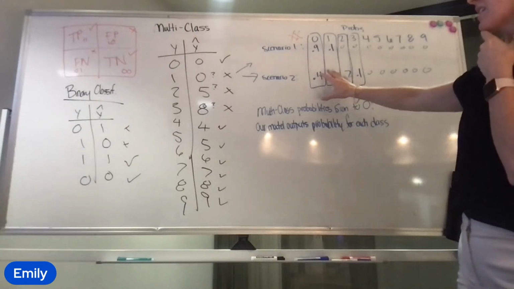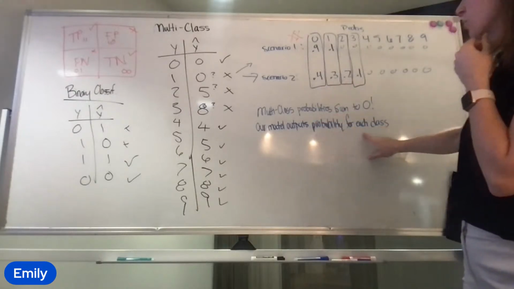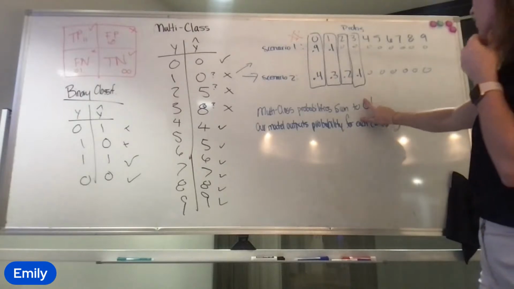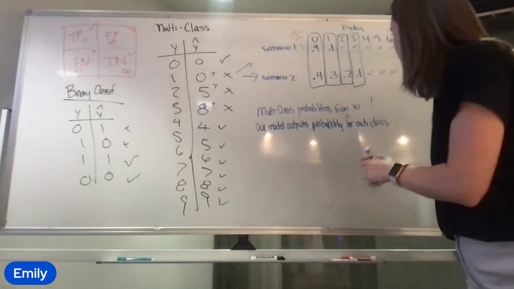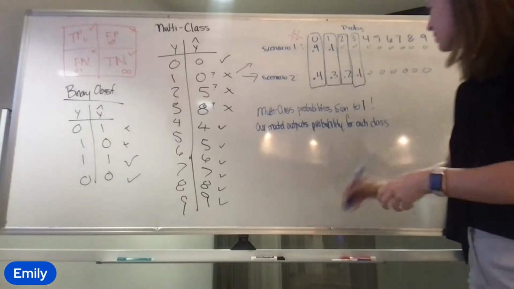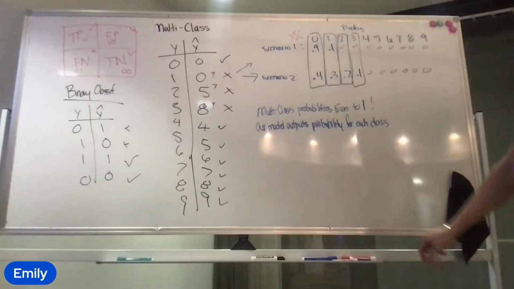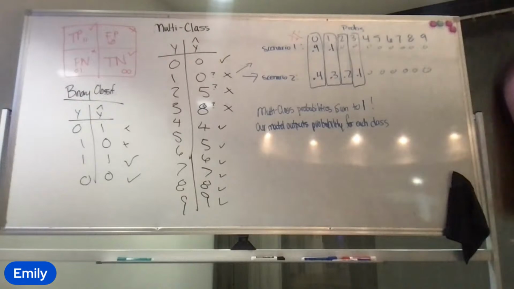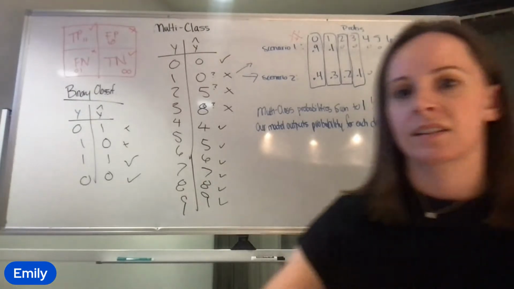Does this concept make sense, that you can have a model output a probability for each class, the probabilities sum to 1, and that you can have probabilities less than 0.5 for your target class? Okay, I'm going to assume that resonates with you guys. If not, let me know.